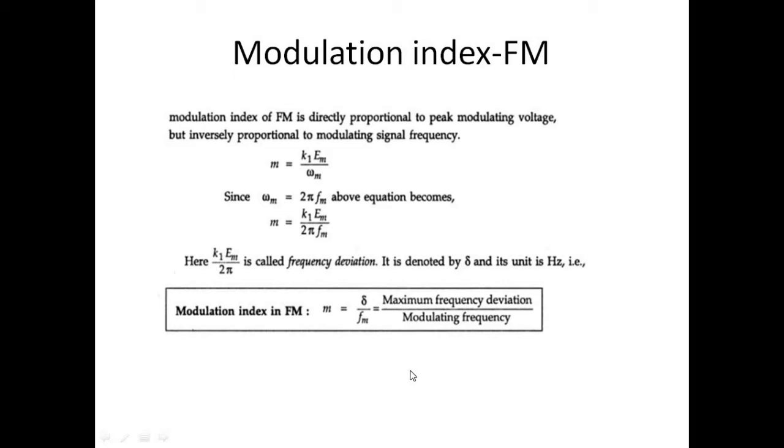The modulation index in FM is directly proportional to the peak modulating signal voltage and inversely proportional to the modulating signal frequency. m equal to k1 into em by omega m. Here omega m is equal to 2 pi fm. So substitute: m equal to k1 into em divided by 2 pi fm. Here k1 into em divided by 2 pi is the frequency deviation. It is known as delta and its unit is hertz. So m equal to delta divided by fm.